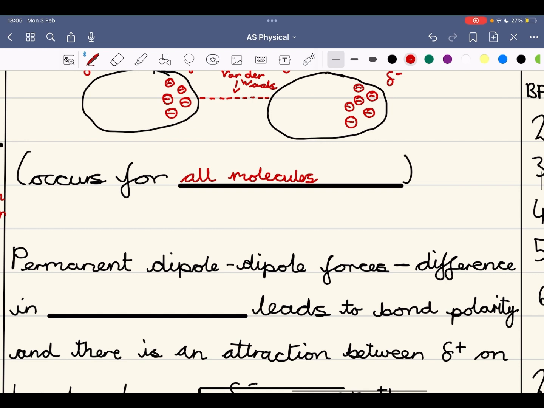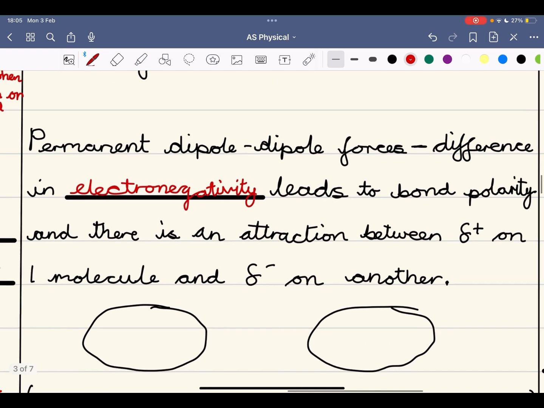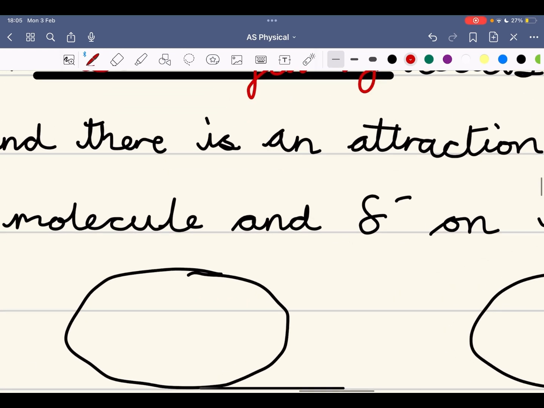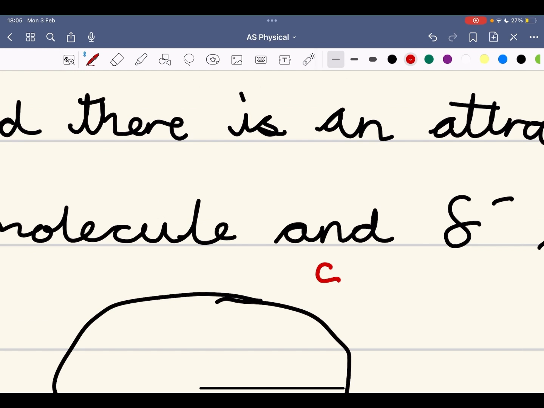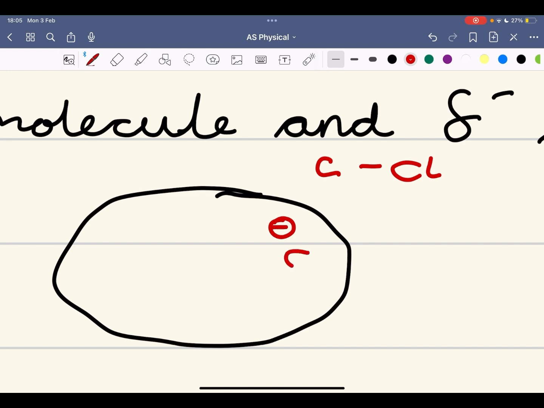A permanent dipole-dipole force is where the difference in electronegativity leads to bond polarity, and there is an attraction between the slightly positive on one molecule and the slightly negative on another. So basically, if we have two atoms, so say carbon and chlorine, one of the atoms will be more electronegative. So in this case, chlorine is more electronegative. So then the electrons will shift more towards chlorine. So for example, here you have more electrons on the right side.